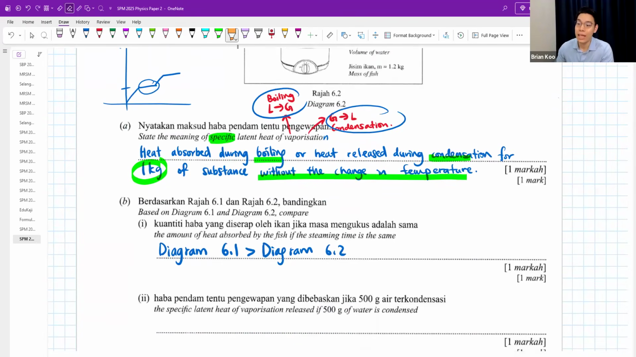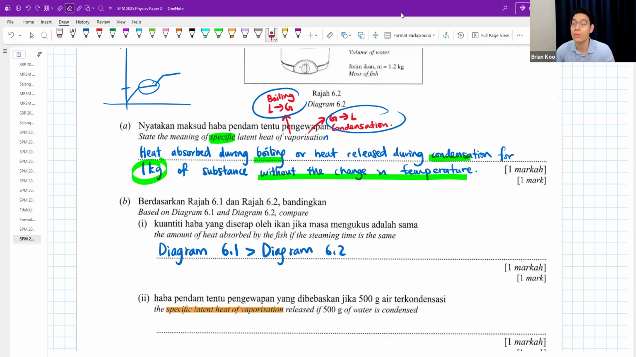The specific latent heat of vaporization is a constant value, by the way. Right? Why? Because specific latent heat of vaporization is how much heat you need for 1 kg of water. So it doesn't matter they write 500, 700, 1,000 gram. It doesn't matter what is the weight here. The moment they have specific latent heat, it doesn't matter.